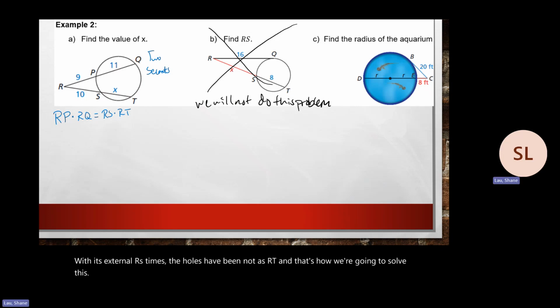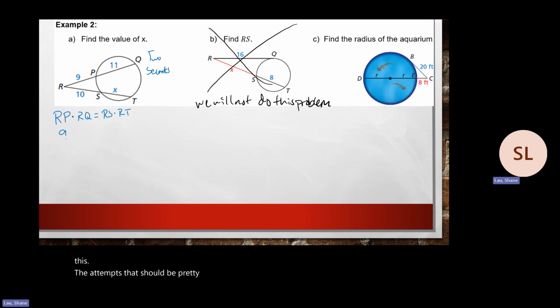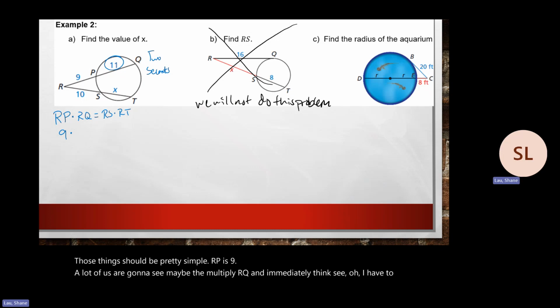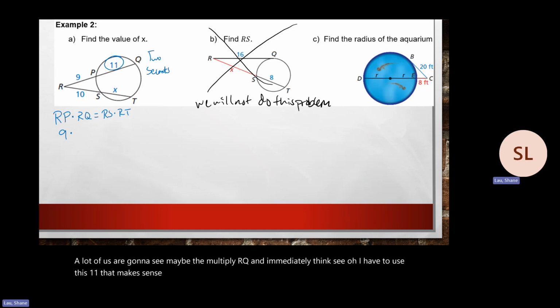The left-hand side should be pretty simple. RP is 9. But this is what I was talking about earlier. A lot of students are making this mistake, so make sure you're not doing the same. A lot of us see that we have to multiply RQ and immediately think, oh, I have to use this 11. No, you are not using that 11 by itself. You want the entire chord. 11 only represents what's inside the circle, but RQ is what's inside the circle and outside the circle.